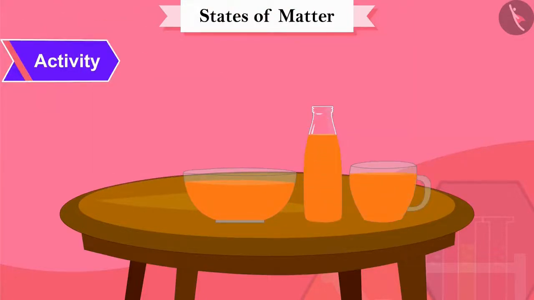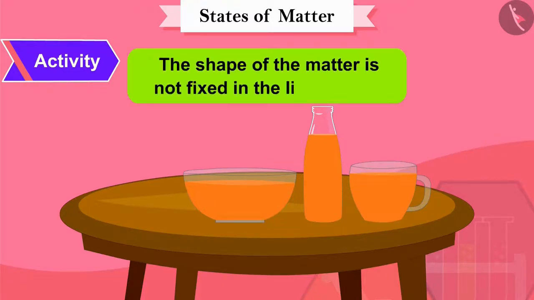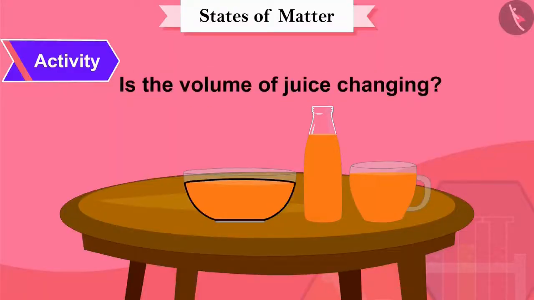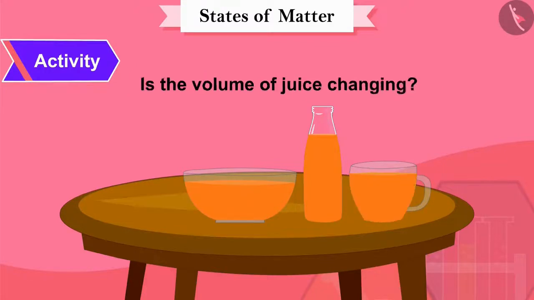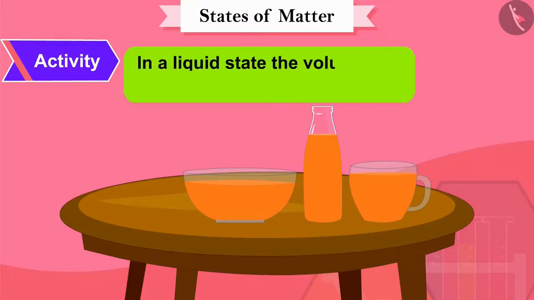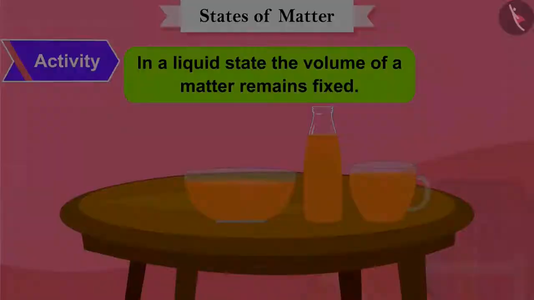What do you see? Yes, the juice changed its shape every time. This means the shape of the matter is not fixed in the liquid state. Is the volume of juice changing from one vessel to another? No. Therefore, we can say that in a liquid state, the volume of matter remains fixed.